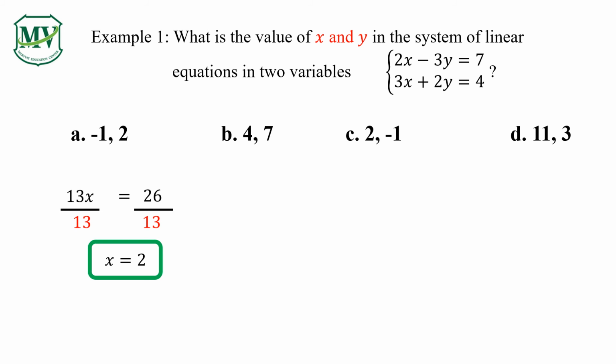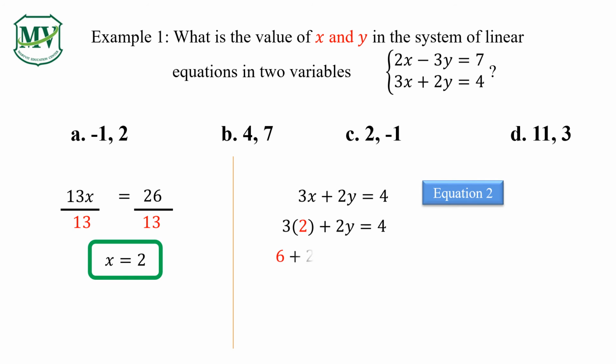To get the value of y, substitute the value of x into one of the original equations. Here, I used equation number 2. 3x plus 2y is equal to 4. Replace x by 2. 3 times 2 is equal to 6. Addition property of equality, we will have 2y is equal to negative 2. Divide both sides by 2. The value of y is negative 1.